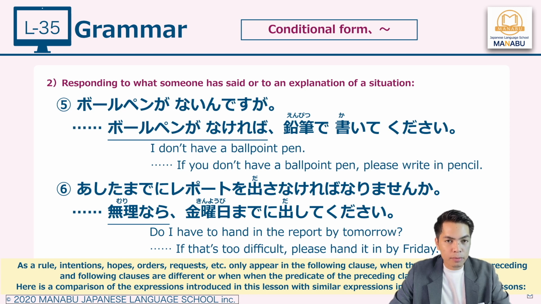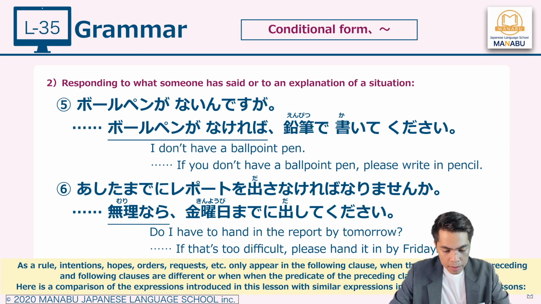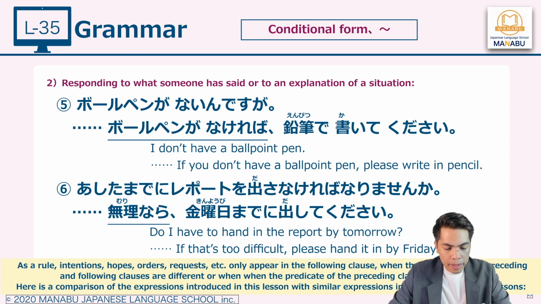He said, muri nara. So, muri is an adjective. So, you will say, muri nara. So if that's the case, or if it's impossible, or if it's too difficult, kinyobi made ni dashite kudasai. Please submit it until Friday. So as a rule, intentions, hopes, orders, requests, etc. only appear in the following clause. When the subject of the preceding and following clauses are different, or when the predicate of the preceding clause is conditional. So let's compare the ba form of the conditional form to the similar expressions introduced in the previous lessons.